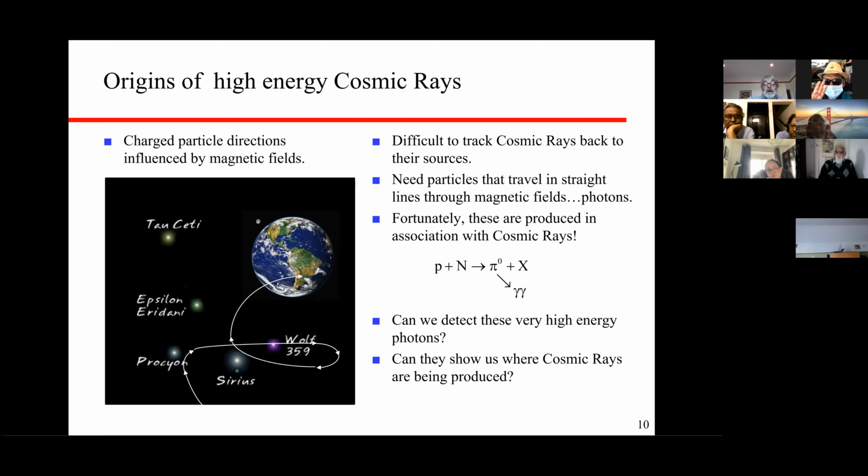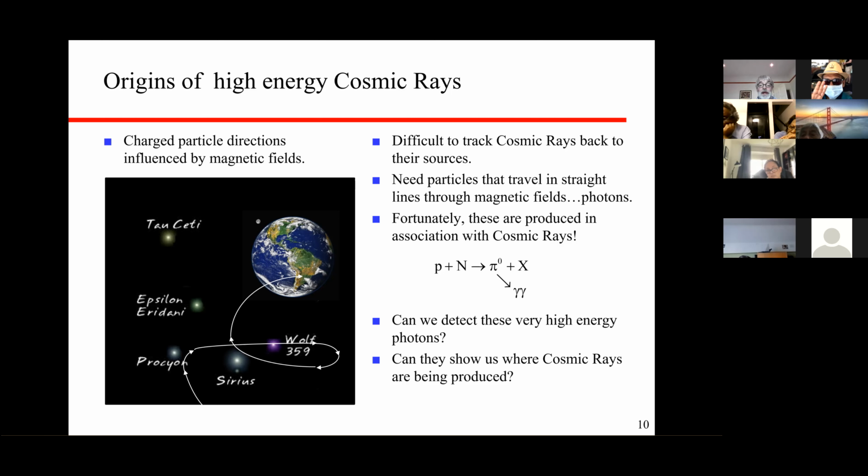So as we've said, cosmic rays can be protons. So the kind of thing that can happen at the source is the proton can interact with some nucleus and produce particles like pi zeros and other stuff. And the pi zeros decay very, very fast, within 10 to the minus 16 seconds, into 2 photons, these particles labeled gamma here. And what we're going to try and do then is detect these high energy photons and see if they can show us where the cosmic rays are being produced, where these interactions are actually happening.